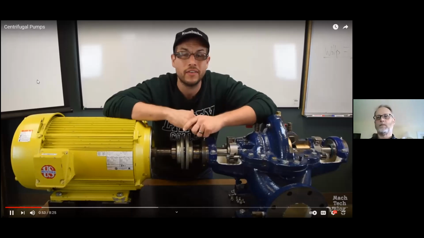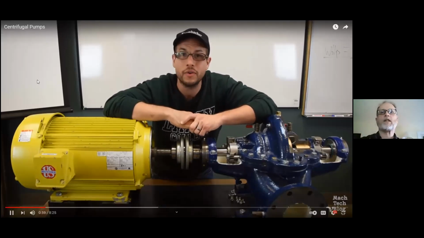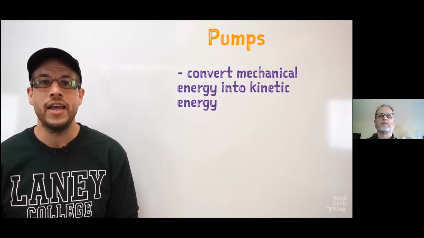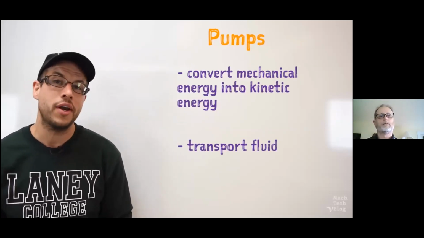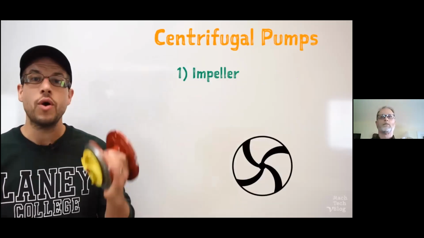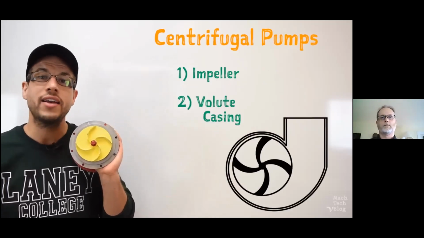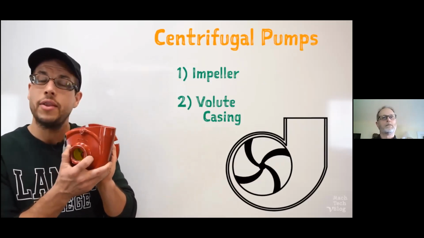So if you're an industrial maintenance technician, mechanic, machinist, you'll come across these machines at some point in your career, so it would do you some good to know how they work in the first place. In general, a pump is a machine which converts mechanical energy into the kinetic energy of a pumped fluid for the purpose of transporting that fluid from one point to another. But in order to be classified as a centrifugal pump, a pump needs to have two unique components. The first is a rotating disc with curved blade-like vanes on it called an impeller. And the second is a specially shaped pipe called a volute casing, which contains the impeller and the pumped fluid.